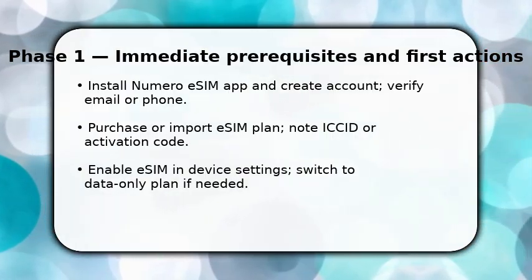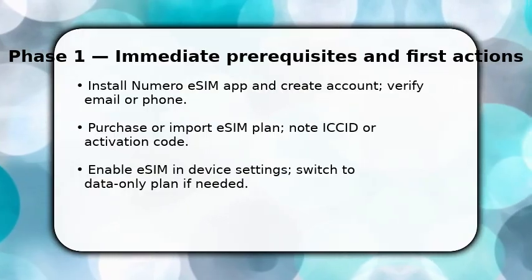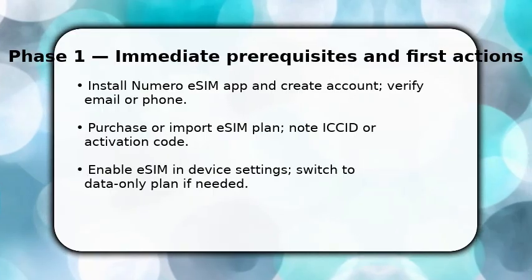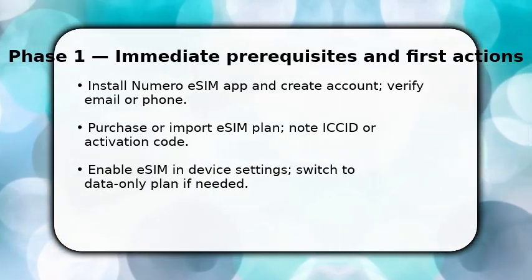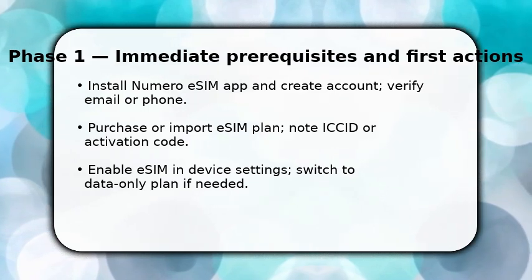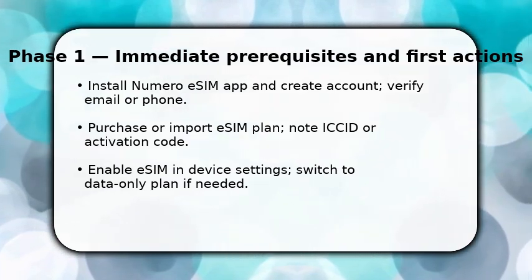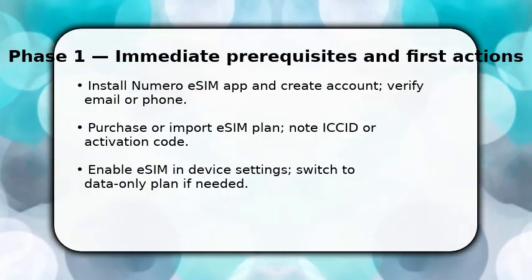Once added, go into your phone settings and enable the installed eSIM profile. Make sure it's active for data. Doing this first saves time later. Because WhatsApp needs a reachable number and active data, or SMS for verification, you want the line ready now.